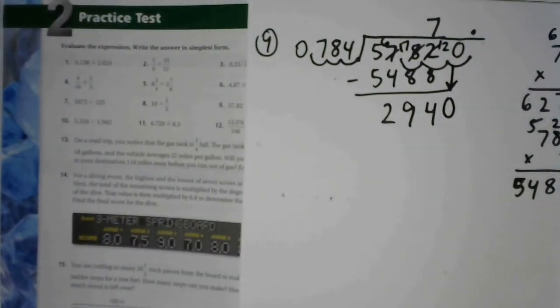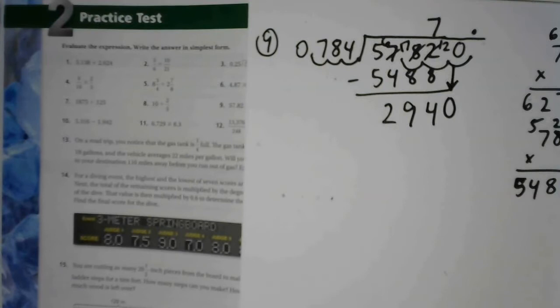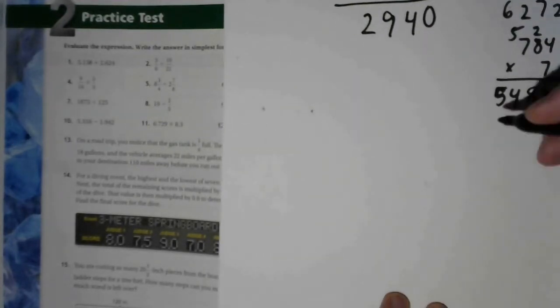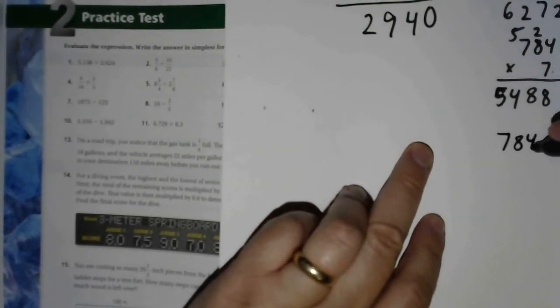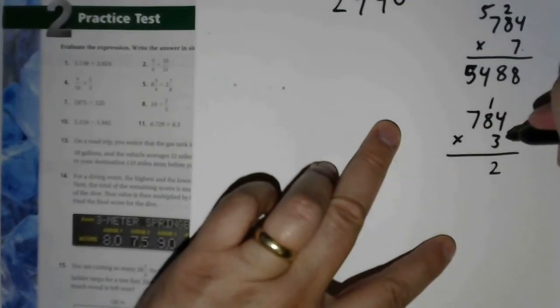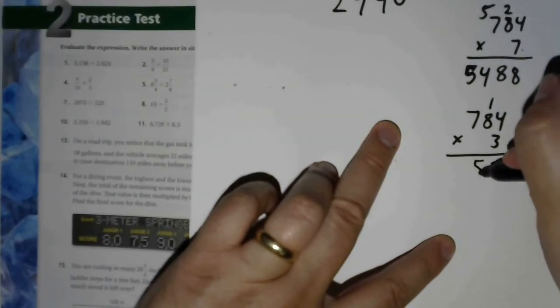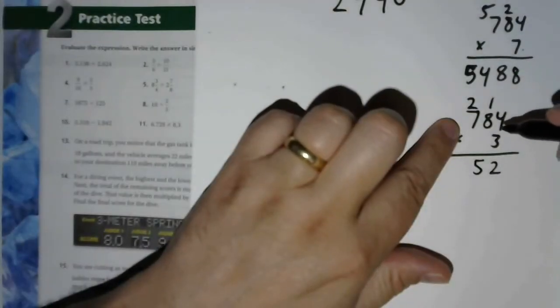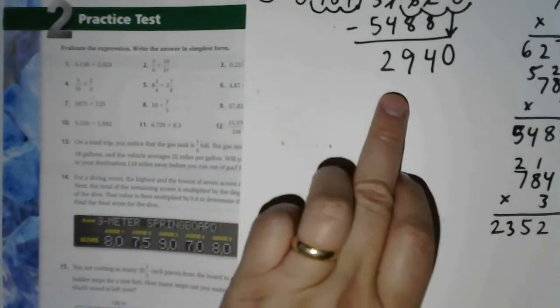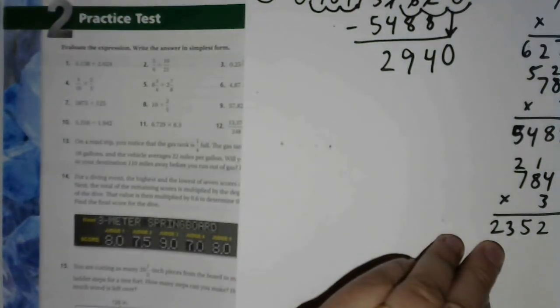784 going into 2,940. Again, I'm going to have to guess and check. I'm going to guess maybe 3 times. I might be wrong about that. I might be way under. I'm going to guess 3 times, though. Let's just see what happens. So I'm going to take 784 times 3. So 4 times 3 is 12. 3 times 8 is 24, plus 1 is 25. 3 times 7 is 21, plus 2 is 23. So look at that. I get 2940 and 2352.